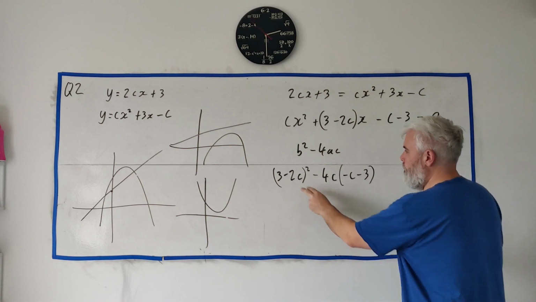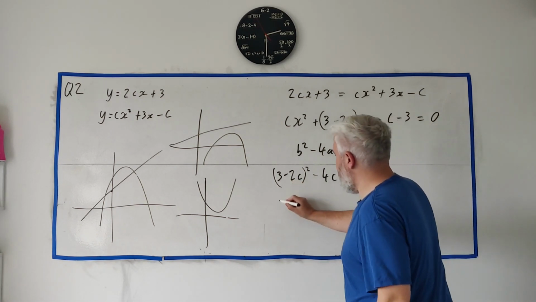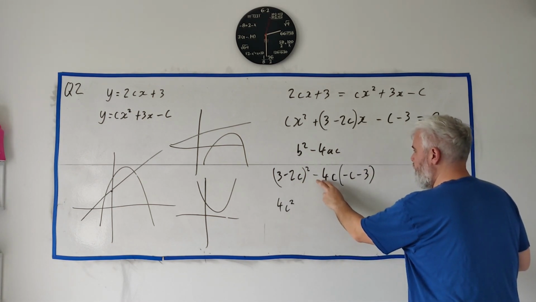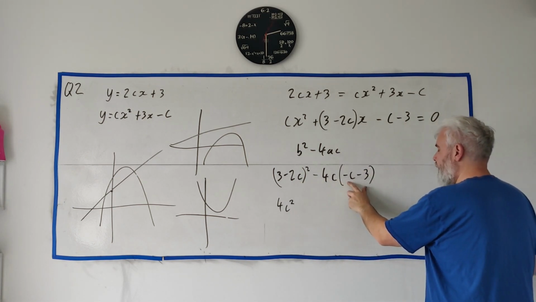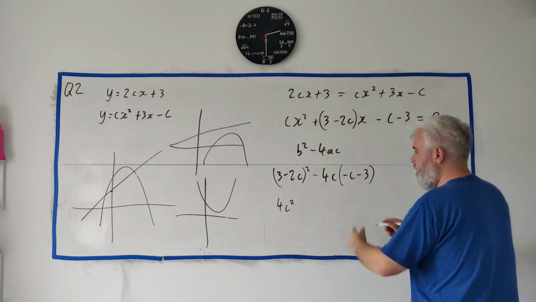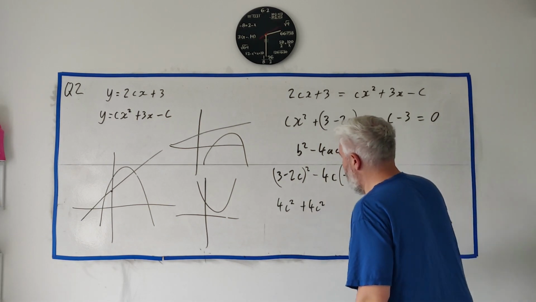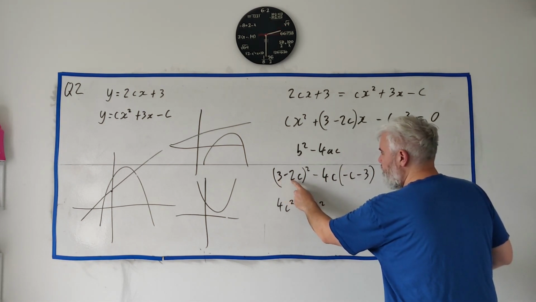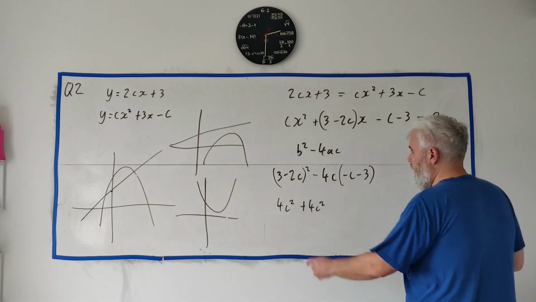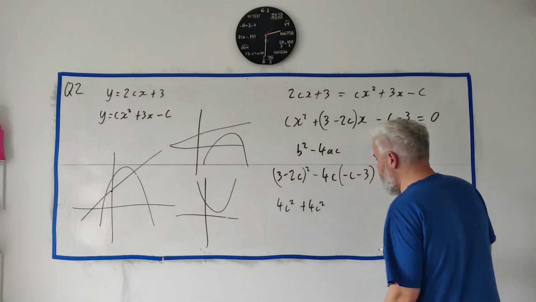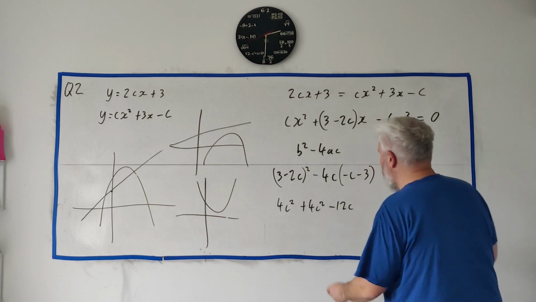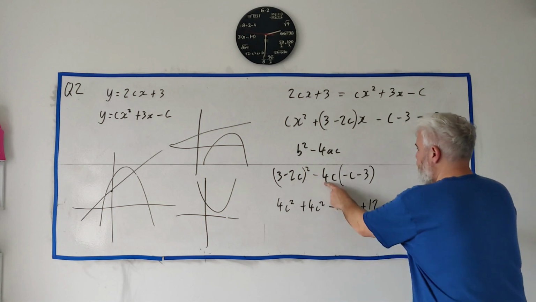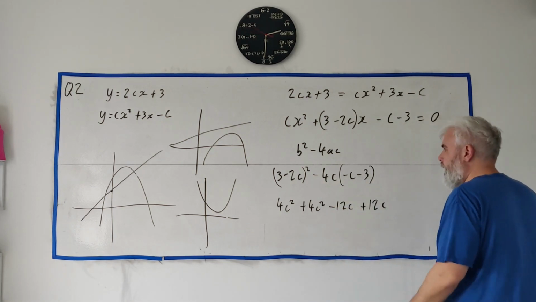Where are all the c squares coming from? From here, this is 4c squared. Here's another c squared. Minus 4 times minus 4c by minus c, that's plus 4c squared. Where are all the just c's coming from? This will be 3 times 2 is 6, or minus 6. And we get 2 times 3 for another minus 6. So we get minus 12c. And over here we'll get minus by minus, plus 4 by 3, 12, and c.